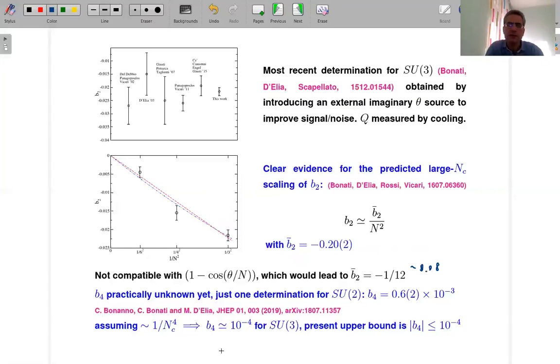Now, if you assume that b4 is scaling as 1/N to the 4th, as in the Witten ansatz, then you expect b4 to be of the order of 10 to the minus 4, and this is exactly of the same order of magnitude as the upper bound. Actually, the upper bound is a bit higher than this. It's 4 times 10 to the minus 4. So that means that, if the large-N scaling is working, b4 is expected to be really small for SU(3) or larger N.